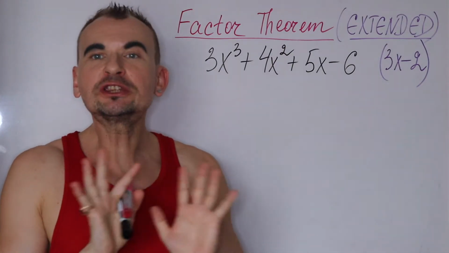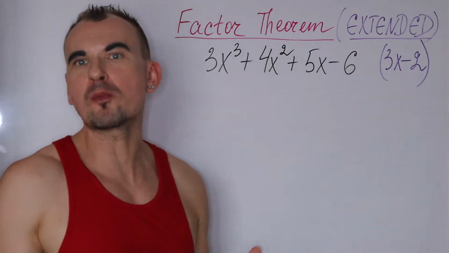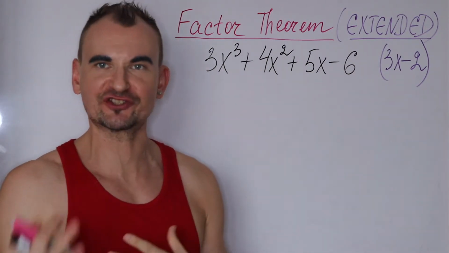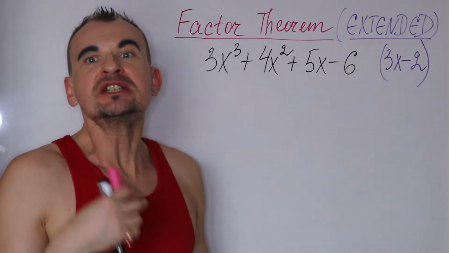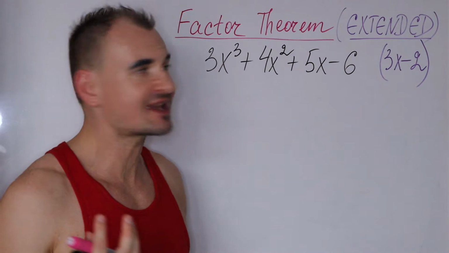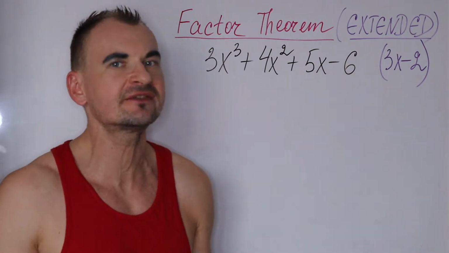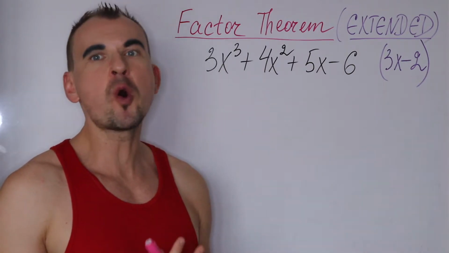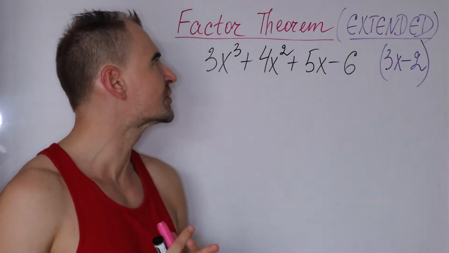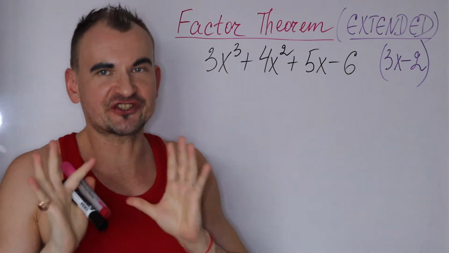Now, what if you are not given a monomial in the form x plus or minus a, and the coefficient in front of x is not equal to 1, something like 3x, 2x, 5x, or it could be negative 10x or whatever number. So the extended version of the factor theorem kicks in.